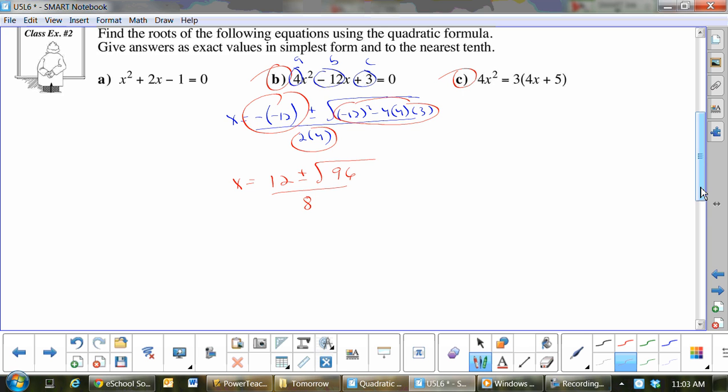Okay? So look at the question B. Doesn't matter how hard you give it to me, it doesn't make these any more difficult. All you have to do is put those in. Now, root 96. Is there a perfect square in 96? 16. 16 times 6. So 96 is the same thing as 16 times 6, right? What does 16 come out to be? 4 root 6, okay? So let's just write that. X equals 12 plus or minus 4 root 6 all over 8.